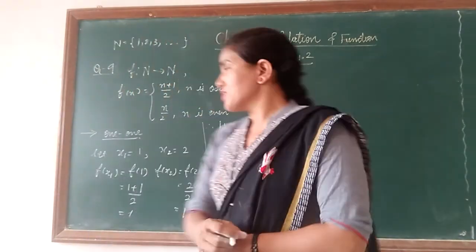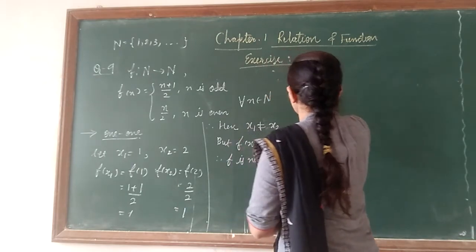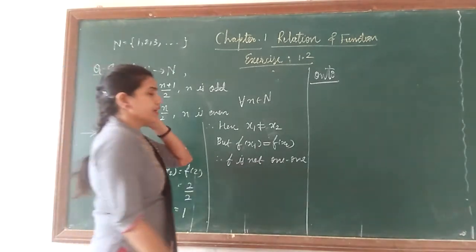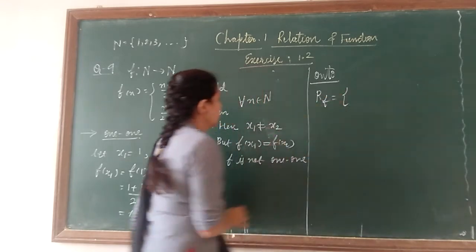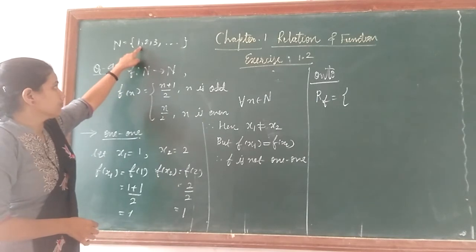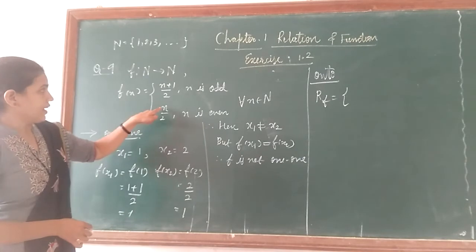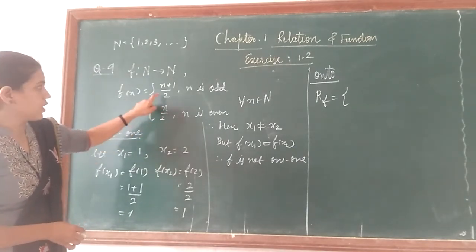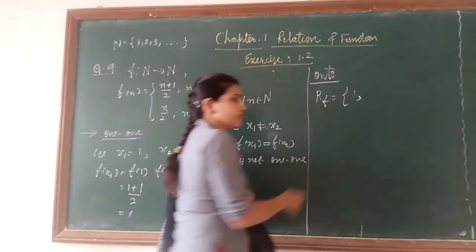Now let us see the ontoness. What will we do for the ontoness? We have to find out the range. So let me find out the range of this function. Now range of f. If n is equal to 1, then n is odd, so 1 plus 1 by 2, that is 1. If n is equal to 2, then 2 by 2, that is 1. So for n equal to 1 and 2, your answer is 1.